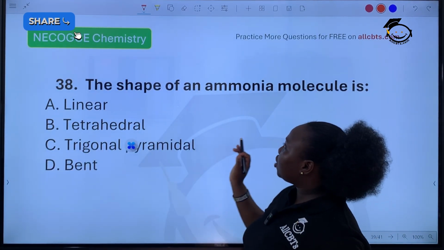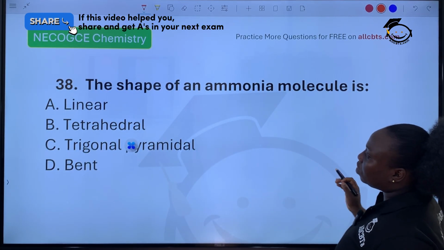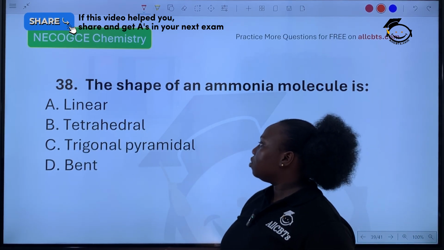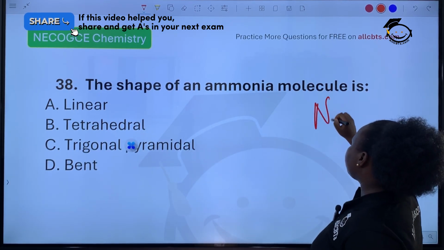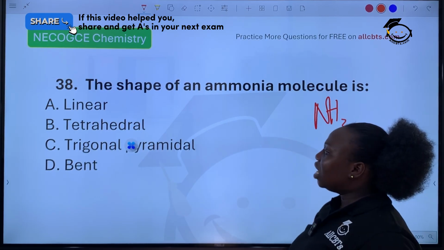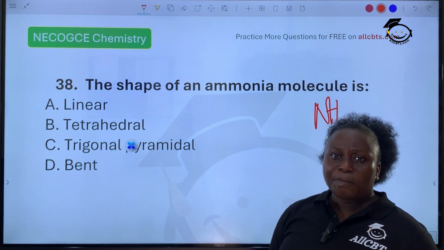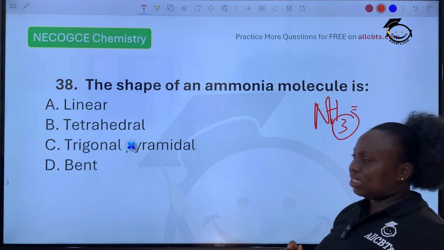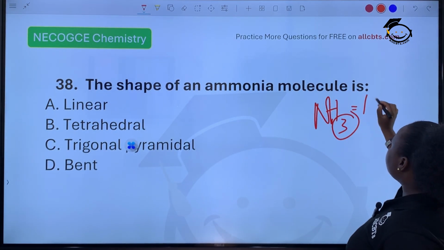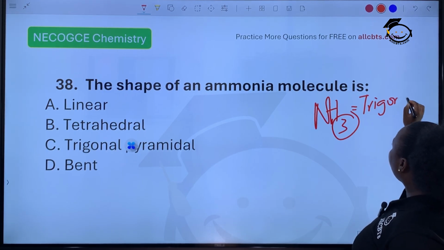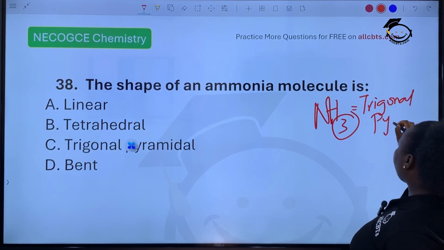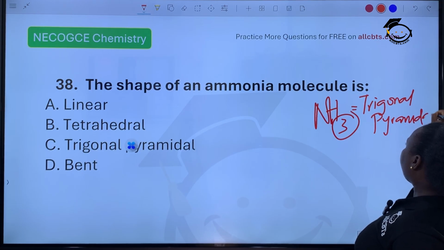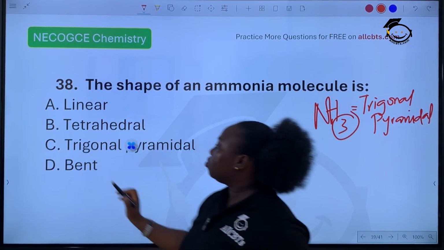Number 38, the shape of ammonia molecules is what? Ammonia is NH3. When you see a compound that looks like this and has something like 3 here, just know that automatically it is going to be trigonal pyramidal. So the answer is going to be option C.